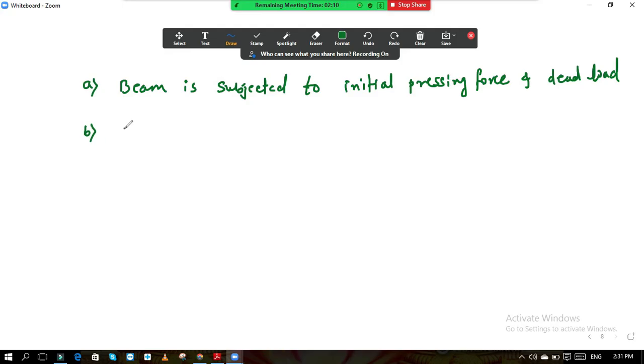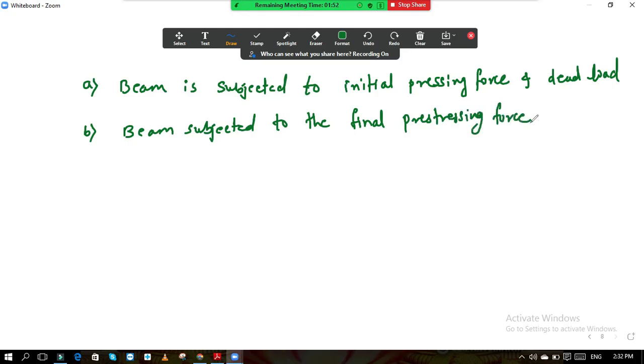Second, the beam is subjected to the final prestressing force, due to dead load and live load. So these are the steps while designing the I section.